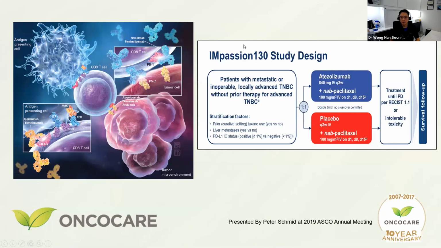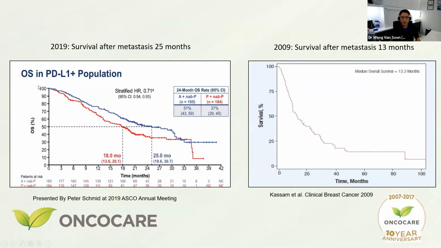And on the right-hand panel, what you see is an example of a clinical trial adding an immune therapy drug to chemotherapy. And in patients who express the biomarker, the PD-L1 positive population, you can see a significant improvement in overall survival. This 25-month average survival is in contrast to what we saw a decade ago, where patients had approximately a 1-year survival when there was advanced triple-negative breast cancer.